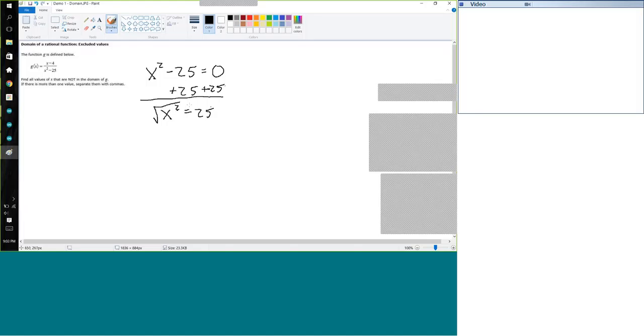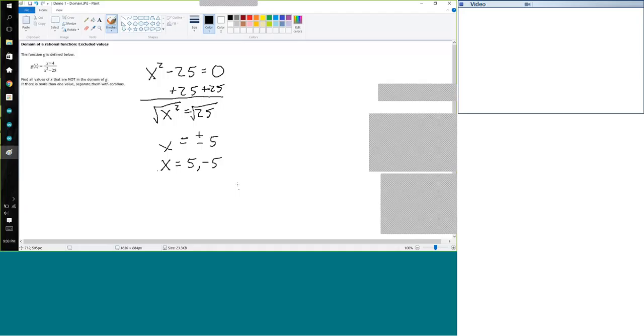Now if I take the square root of both sides, I'll get that x can equal either positive or negative 5, because positive 5 squared is 25 and negative 5 squared is 25. Once we do that, we find everything that can't be in our denominator. Those are our excluded values. Because of the way they worded this, they just said find all values of x that are not in the domain of g. If there's more than one value, separate them with commas. So we would very likely just enter this as x equals 5, comma, x equals negative 5.